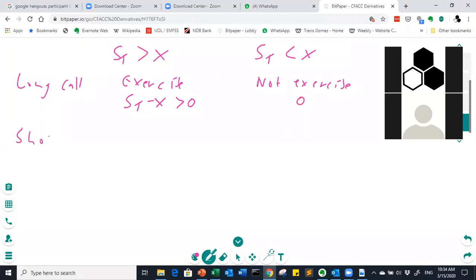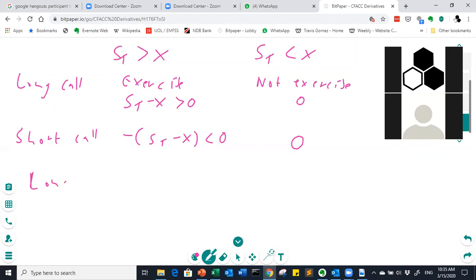If you're the short call, if you know what the long call's payoff is, then the short call is just going to be the opposite of that. So you just take the negative of this value. You can just take the negative of ST minus X, which is going to be a negative amount. If you open the bracket, then you get X minus ST, which is a negative value. Here, because they don't exercise, your payoff is going to be 0. Is that clear? So if you just remember the long call's payoff, you just apply the negative to that to work out the short call's result.